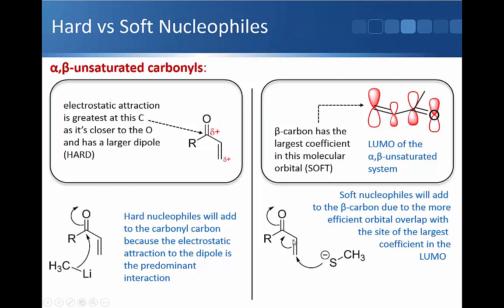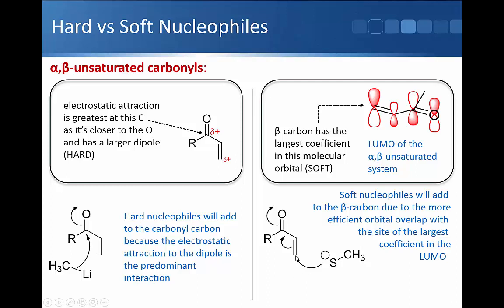This is a conjugate addition, and it will happen here because this is a soft nucleophile, because it's got a sulfur, a large atom with high energy diffuse orbitals. That's going to have more effective orbital overlap with the soft beta carbon. You'll get conjugate addition. So you can differentiate between hard and soft nucleophiles and electrophiles within this one alpha-beta unsaturated system.